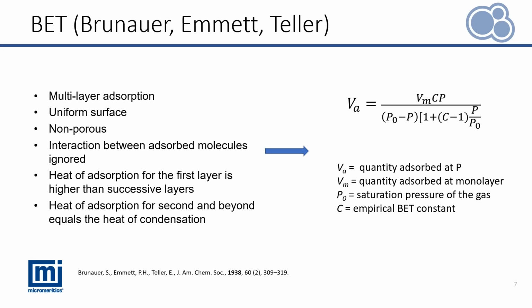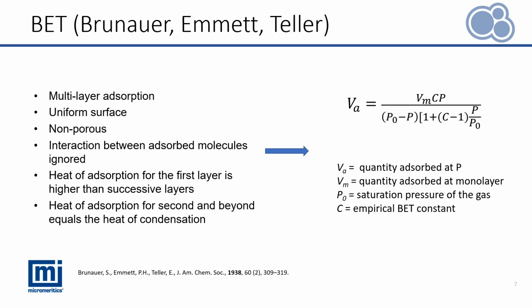There were several assumptions that were made for the BET theory. First, multilayer adsorption, and then the adsorbent has a uniform surface and is non-porous. Interaction between adsorbed molecules is ignored. Then the heat of adsorption for the first layer is higher than successive layers. And lastly, heat of adsorption for the second layer and beyond equals the heat of condensation.